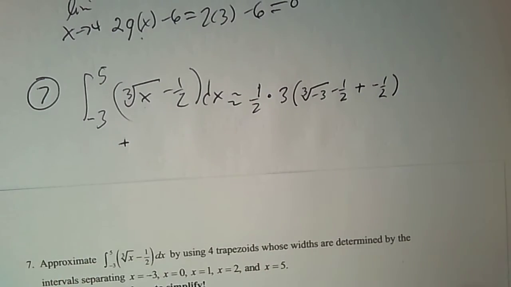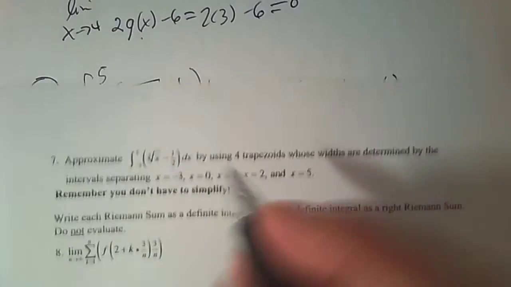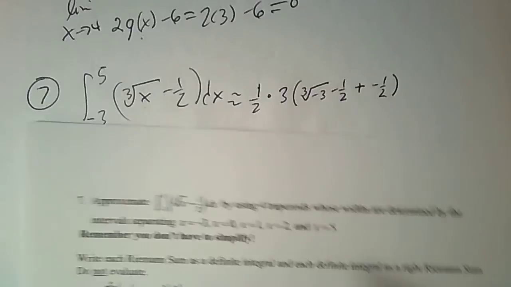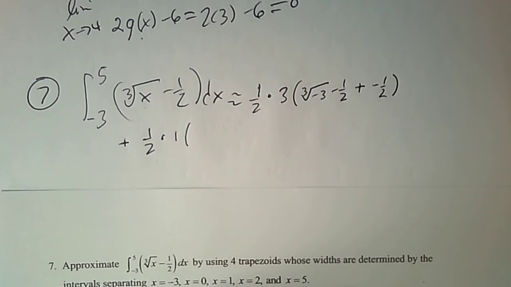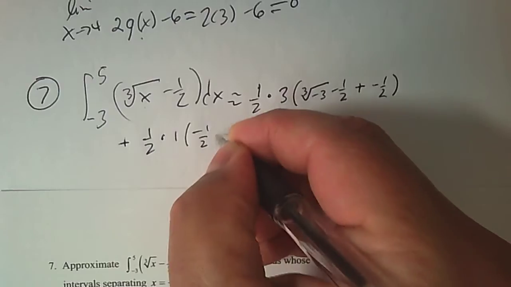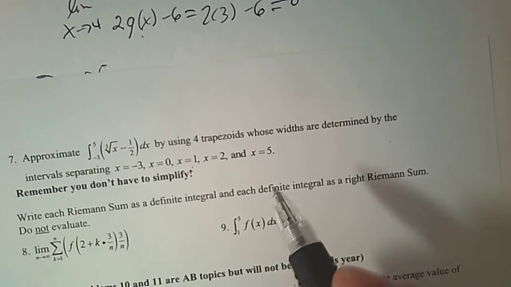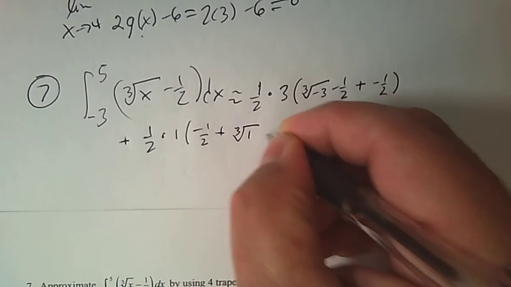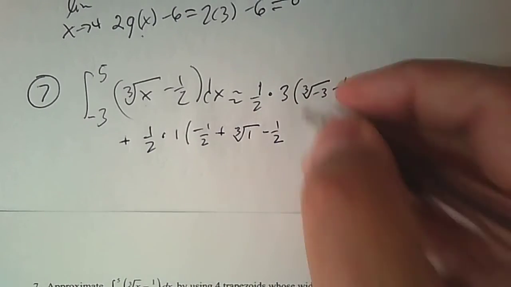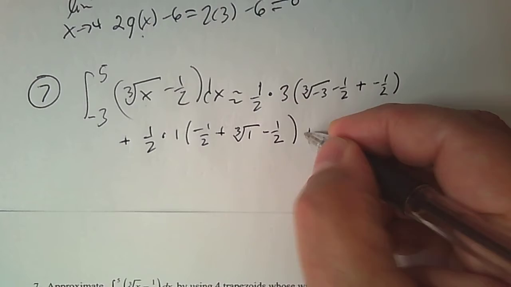So the next trapezoid will be from 0 to 1. The trapezoid starts with 1/2. From 0 to 1, the width is 1. And then the first height, you plug in 0. We just said that's negative 1/2. The next height, you're going to plug in positive 1. Don't try to simplify it, even if you can. And there you go. We're going to do the next one.